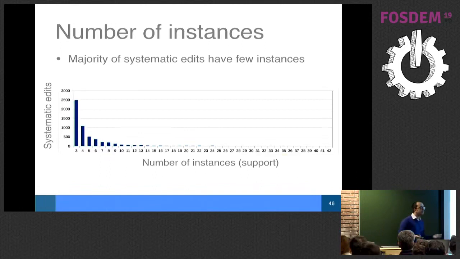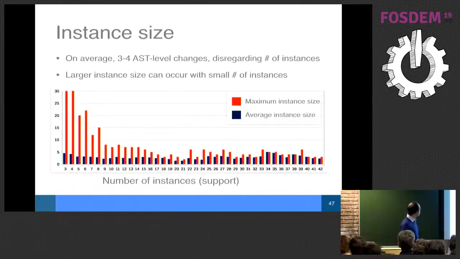So in the end, you see that this is one of the problems of applying our mining algorithm, because having a few instances means that you have to spend more computational effort. Then another problem, because you cannot cut the search. Then another problem is that in most of the cases, on average, 3 or 4 ST level changes disregard the number of instances, so that a larger instance size can occur with a small number of instances.